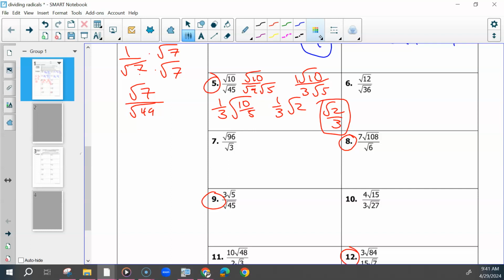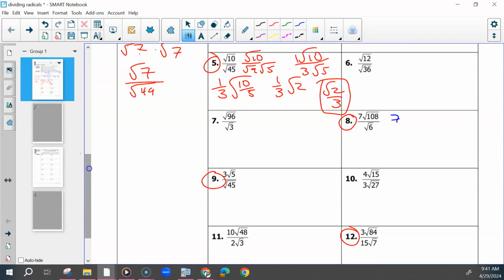Can 108 be divided by 6? Yes. Okay, so do we want to rewrite that as one big fraction, or simplify 108 and deal with root 6? Okay.